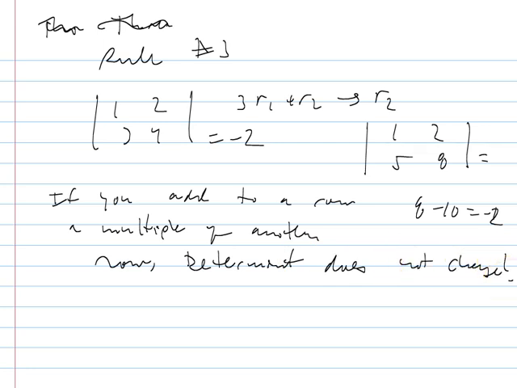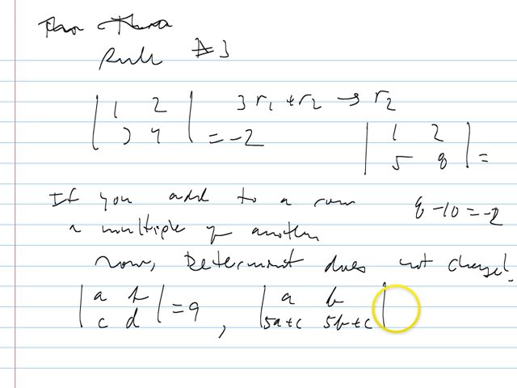An example of this is if I say the determinant of ABCD equals 9, and then the question is, what about the matrix with rows AB and 5A plus C, 5B plus D? That is also going to be 9, because the only thing I did was row operation number 3, which does not change the value of the determinant.